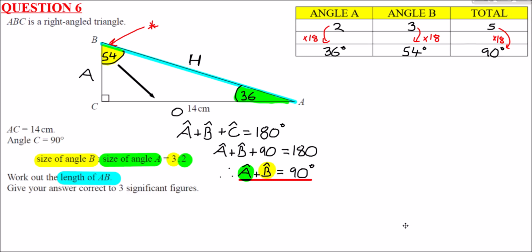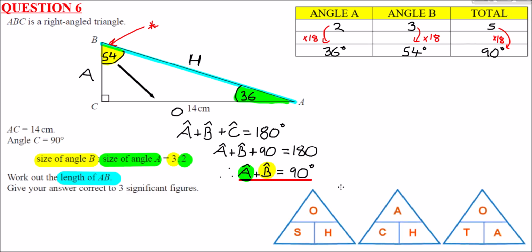So let's just remind ourselves of the SOHCAHTOA triangles. And the fact I'm picking 54 degrees, let's just highlight in the side I know. So the side I know is actually the opposite. Okay, so I know the opposite side because we're told that's 14. So in all these triangles, highlight O for opposite. Next, highlight what I want to know. I want to work out AB, which is the hypotenuse, so highlight H.